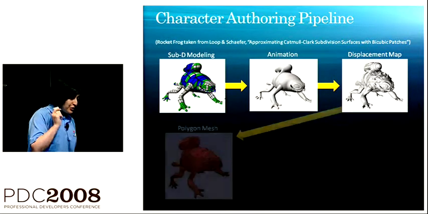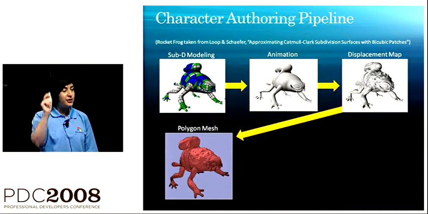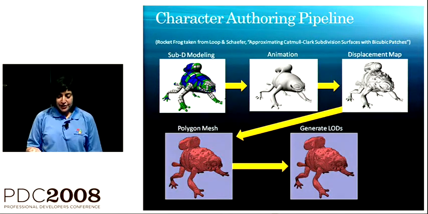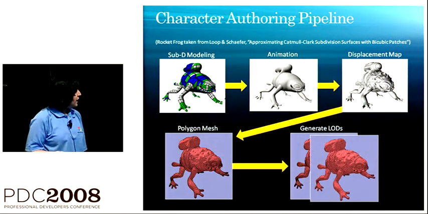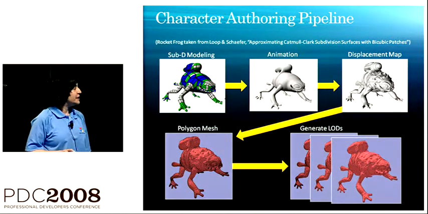The sad part is, now what you do is you take this and you dump it out to a polygon mesh. So you did all this modeling in one space, and now you're actually going to render it in a different space. And you might actually generate different levels of detail, but the idea is you've still got these basically fixed polygon meshes to be dealing with.